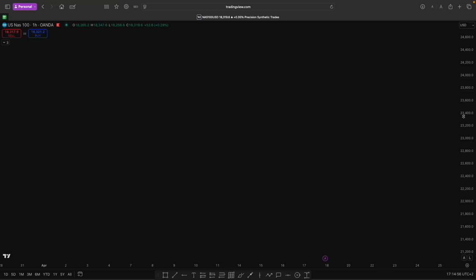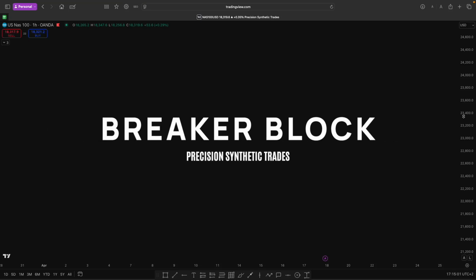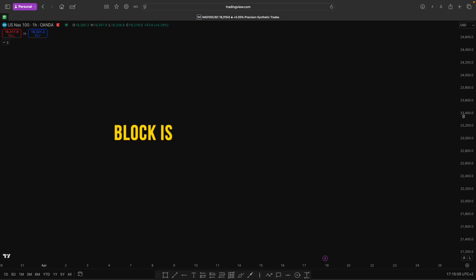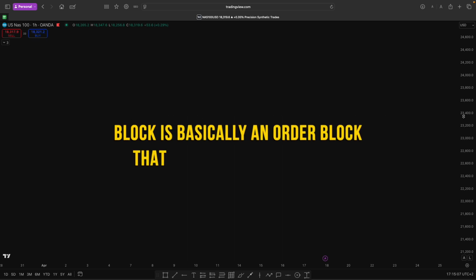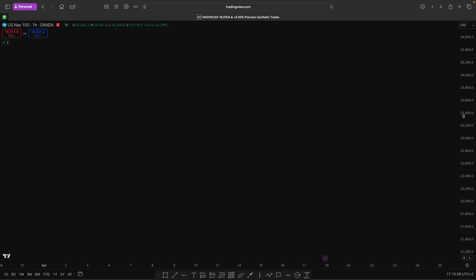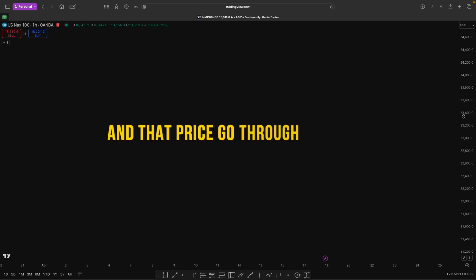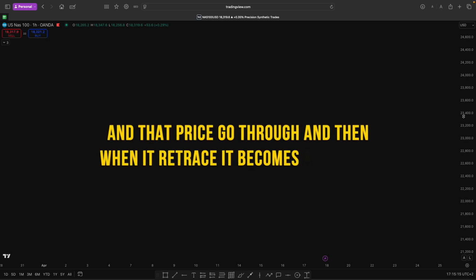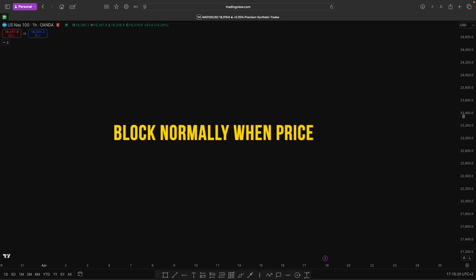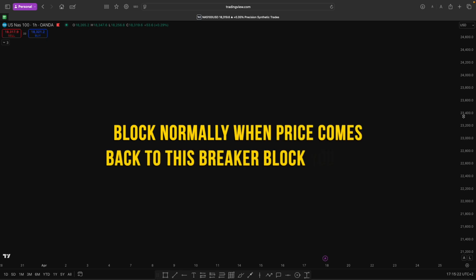Alright, so in today's video, we are going to talk about a breaker block. Now, what is a breaker block? A breaker block is basically an order block that has not been respected and that price goes through, and then when it retraces, it becomes a breaker block. Normally, when price comes back to this breaker block, you will see some sort of reaction.